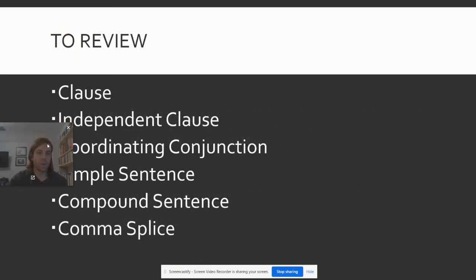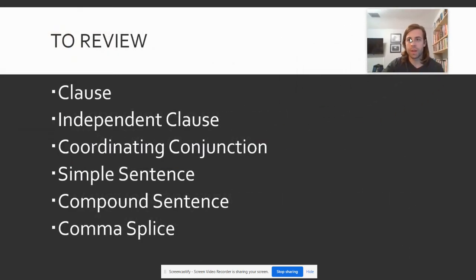All right. So in a quick review, here's what I want you to be able to recognize and identify. I need you to know what a clause is. Hopefully you know what a comma is. What an independent clause is. What a coordinating conjunction is. These two types of sentences, simple and compound. And I also want you to be able to know what I mean when I say comma splice. So make sure you have these things in your notes.